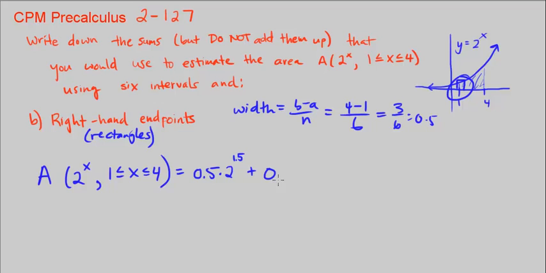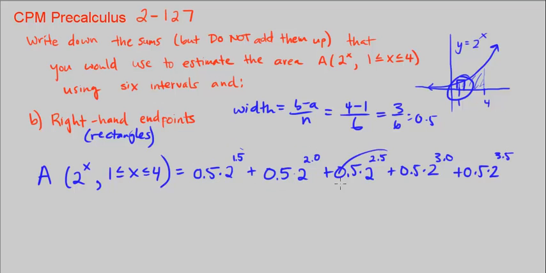And then we're going to add in the next rectangles, 0.5 times 2 to the 2.0 power. We're still adding the width each time, right? Plus 0.5. Okay? Plus the next rectangle is 0.5 times 2 to the 2.5 plus 0.5 times 2 to the 3.0, right? All we're changing here is the exponent, and it's adding 0.5 each time, plus 0.5 times 2 to the 3.5.